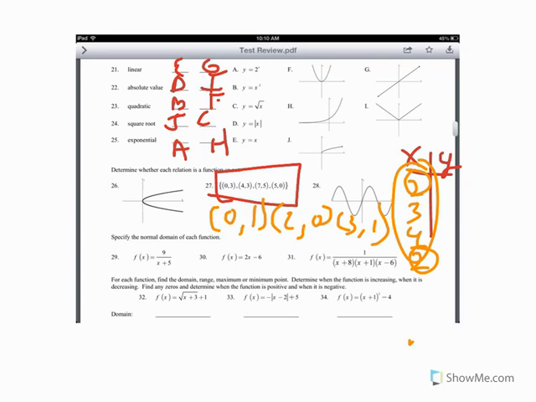Y values are okay, so here I have a 1 in my y value, a 1 in my y value. That does not matter. It only matters about the x values. X values cannot repeat. So because my x values repeat there, that is not a function. 29, 30, and 31 we're not going to do. So we're going to move on to 32, 33, 34.